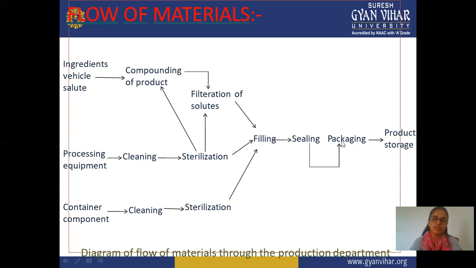This is for maybe ingredient or product which is used for solute. And means in this you store in a proper way the ingredient vehicle, then compounding of this product and filtration of the solute takes place. And after this, filling and sealing of the packaging and product storage takes place. Next is the processing equipment. This was for ingredient. Now this is for processing equipment.